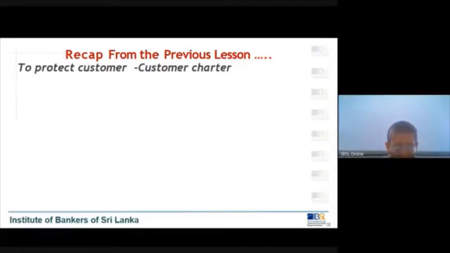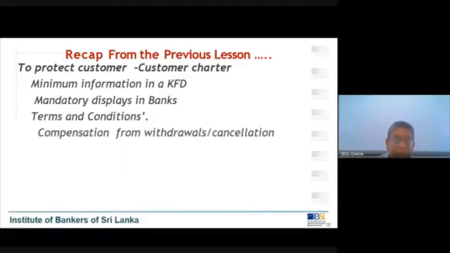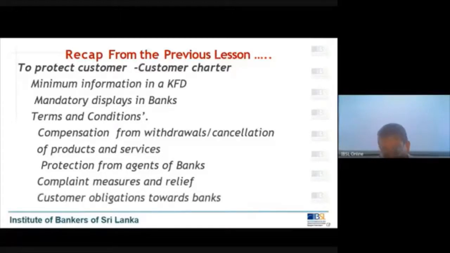Right, we are in protecting customers. We discussed the customer charter at greater length, right? So we discussed last time what are the minimum information you must incorporate in your key fact document. Then we discussed what are the mandatory displays you need to show in your branch premises, right? And what are the terms and conditions we discussed? Then what are the compensations for cancellations or withdrawal of products and services from your existing product portfolio, right? Then we discussed protection from agents of banks, right? Then we discussed complaint measures and relief, and also customer obligations towards the bank. We have completed this part last week under customer charter.